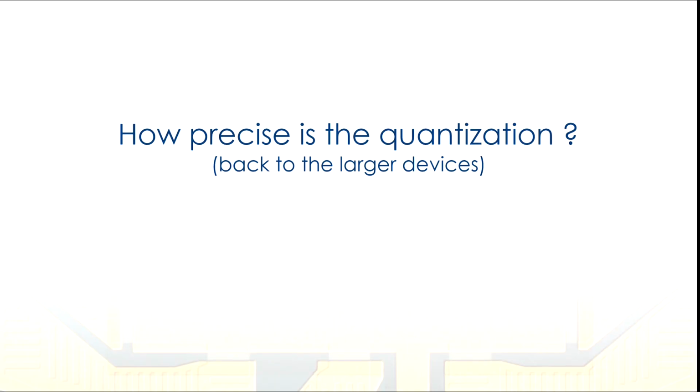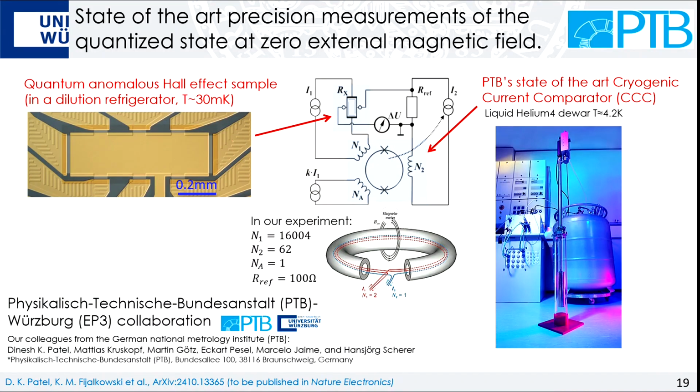Okay, so now let's get back to larger devices and to some metrology. How precise is the quantization? So to answer this question, we teamed up with the German National Metrology Institute, Physikalisch-Technische Bundesanstalt, PTB for short, and specifically with the group of Hans-Jörg Scherer, where they specialize in precise measurements of the quantum Hall effect using proper metrologically traceable methods.